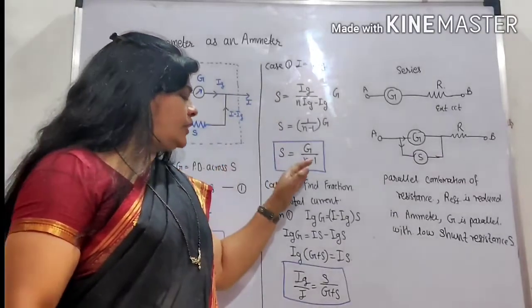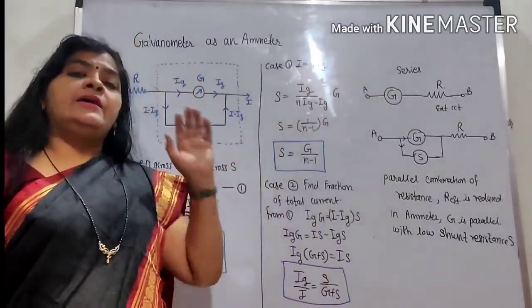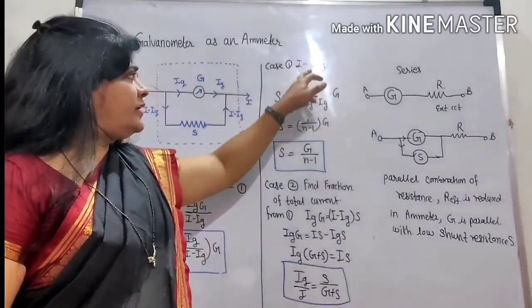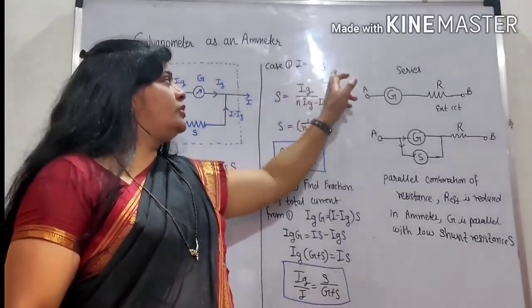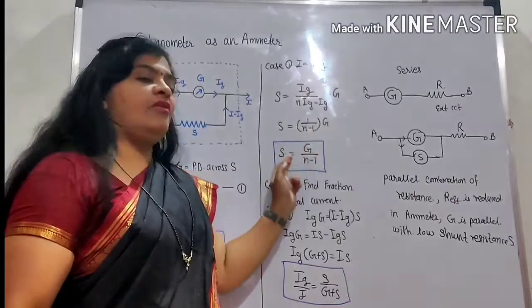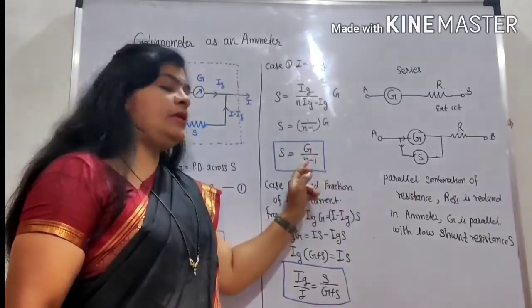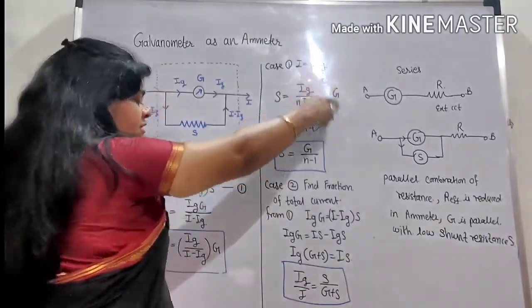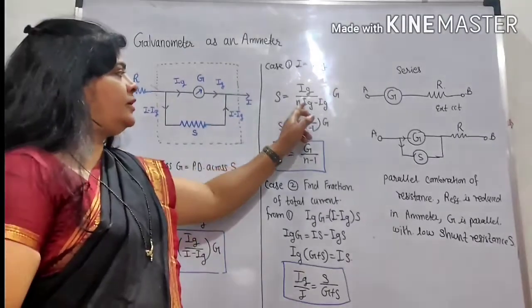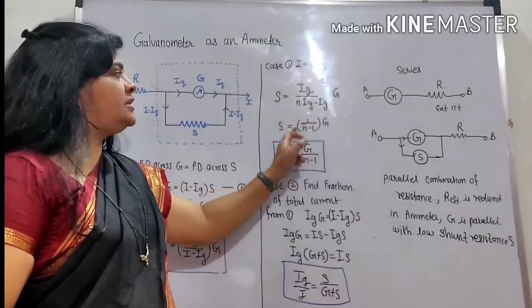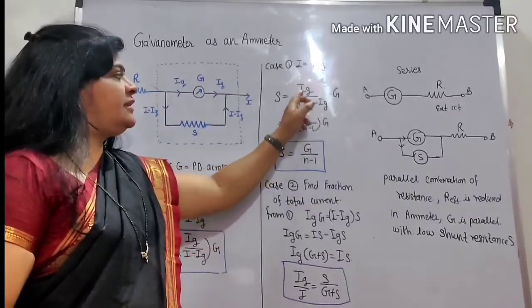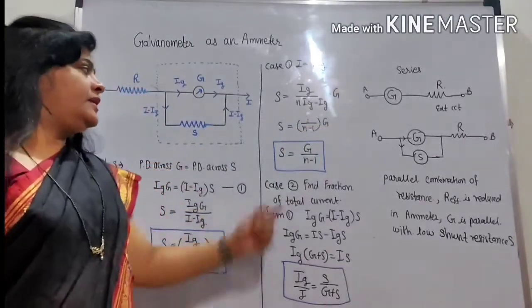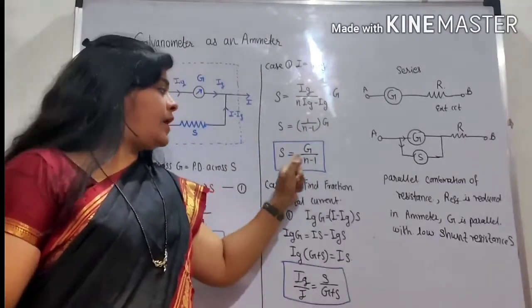Now after that, we are learning two cases. The first case is when the current is n times Ig. If the total current is n times the current flowing through the galvanometer, what is the standard formula? S is equal to G upon (n minus 1). How does it come about? I is equal to n into Ig. Substituting this value, n into Ig minus Ig, take Ig as common. Ig in the numerator and denominator cancel, and we get 1 upon (n minus 1) into G. Then S is equal to G upon (n minus 1).